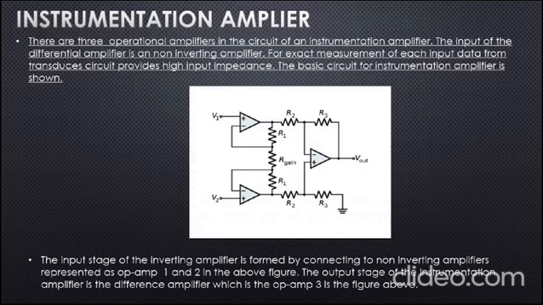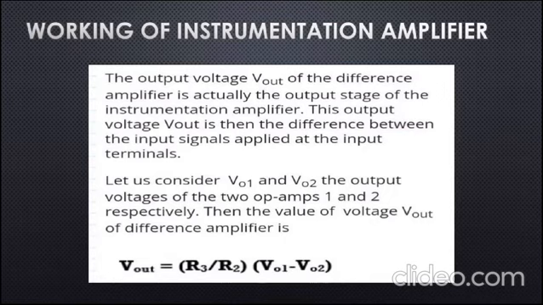This is the diagram of instrumentation amplifier. The input stage of the instrumentation amplifier is formed by connecting two non-inverting amplifiers, represented as op-amp 1 and 2 in the above figure. The output stage of the instrumentation amplifier is the difference amplifier, which is the op-amp 3 in the figure above. Next, the working of instrumentation amplifier.